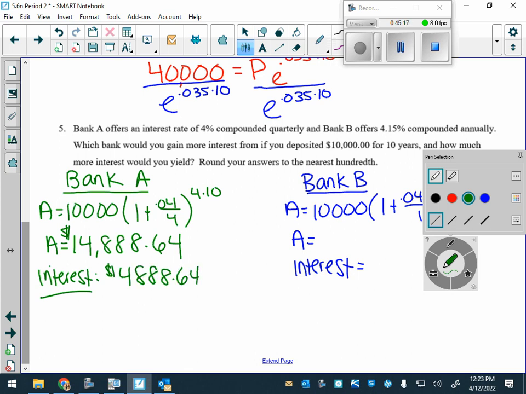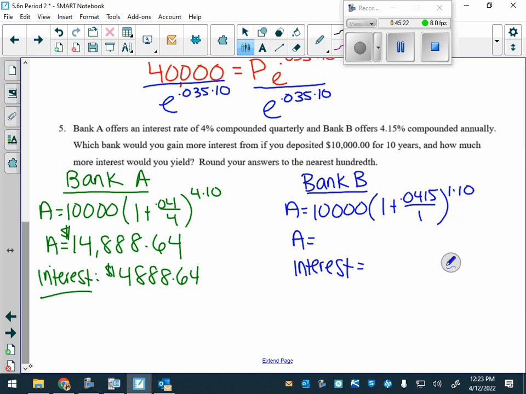Okay, good. Now Bank B is compounded annually, but at a 4.15%. What did we get for Bank B? Sam? Good. And how much interest did we gain in Bank B? $5,017.